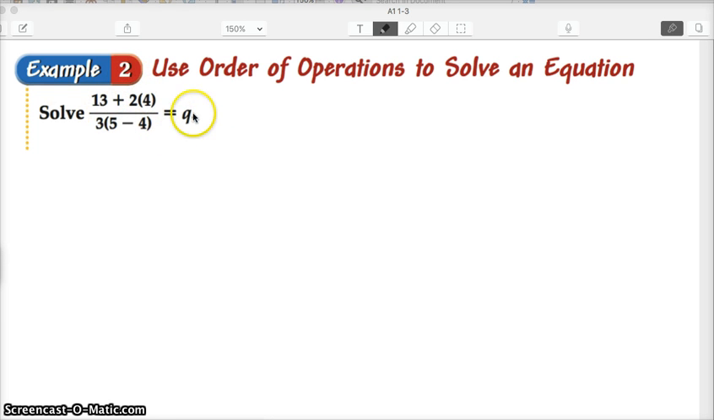So we're going to evaluate this and we'll get Q. Now remember, the division sign is kind of a grouping symbol. So in a sense, we could think of a grouping symbol like that.